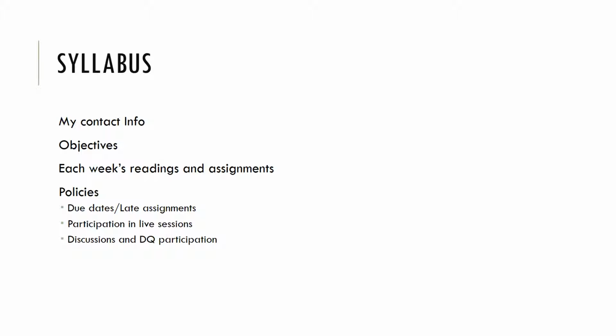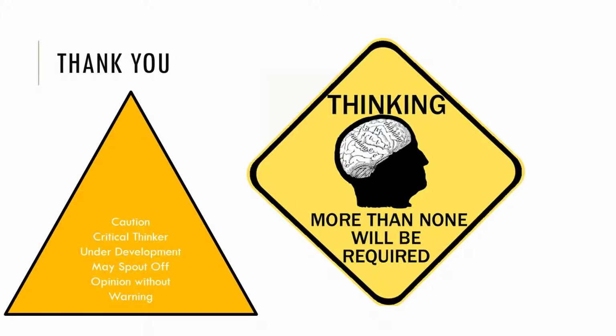All right, next thing. As we go through our class, you may feel the need to print out the slide or these signs and fashion them up around your house as kind of warnings to your family and friends. Things like caution, critical thinker under development and may spout off opinions without warning. We're going to talk about a lot of controversial topics in this class. They're going to get you heated. That's good. They're going to get you thinking.